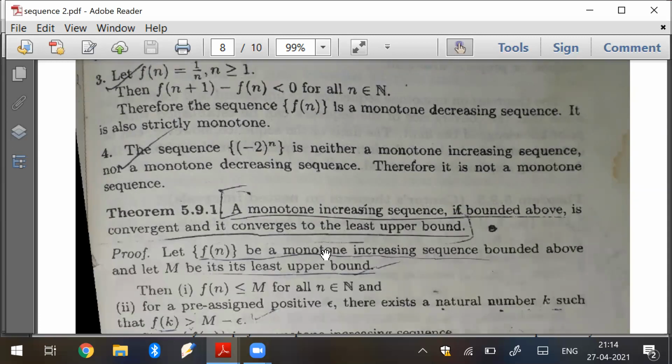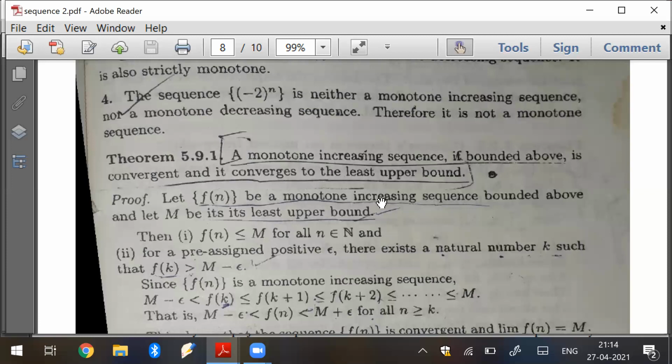Now another important result in this case: a monotone increasing sequence, if bounded above, is convergent and it converges to the least upper bound. So if f n is a monotone increasing sequence which is bounded above, and let M be its least upper bound, then in that case f n is less than or equal to M, quite obviously, because M is the least upper bound.